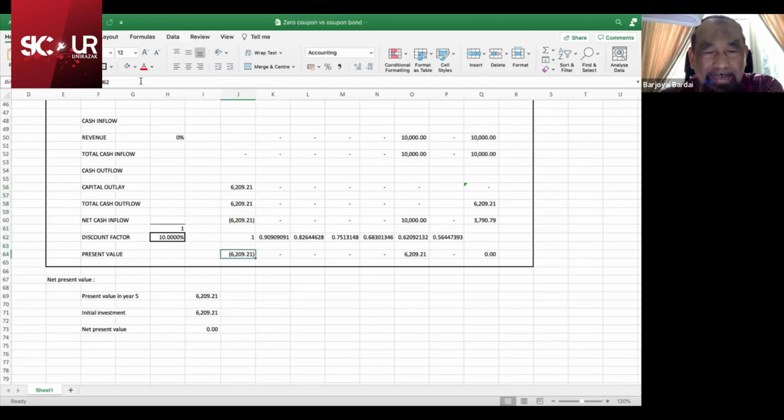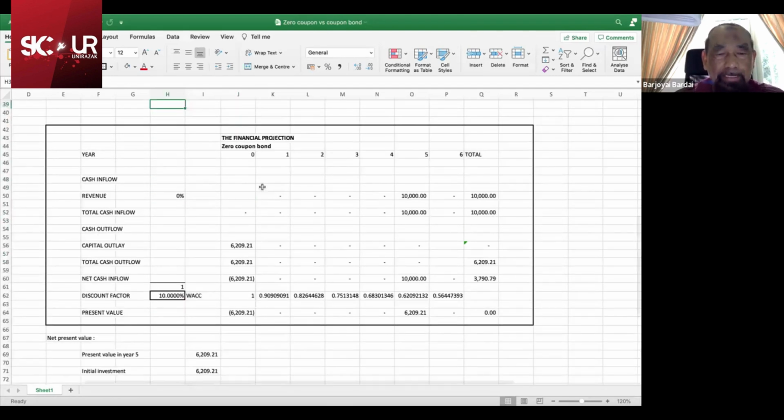So basically, that's the value of the bond. If your weighted average cost of capital is 10%, then you should not buy at more than 6,209. That's how you use this valuation in decision making. Based on the zero coupon bond, the capital outlay, let's say just now is 6,000, and then there is a positive net present value of 209 ringgit.